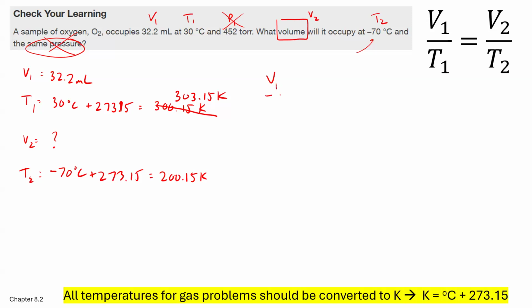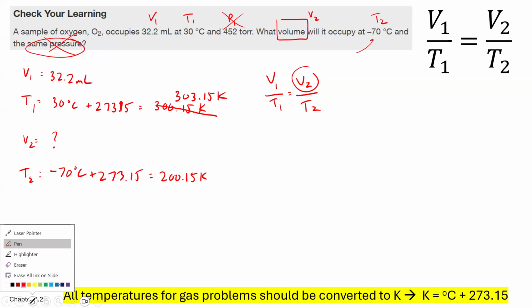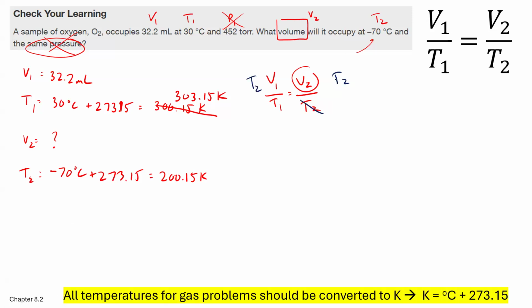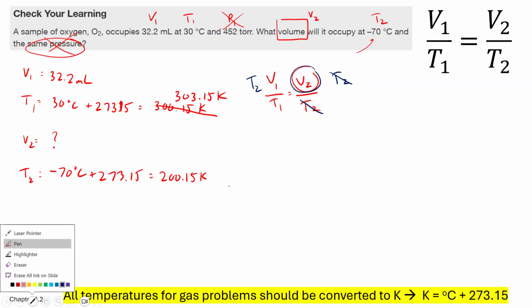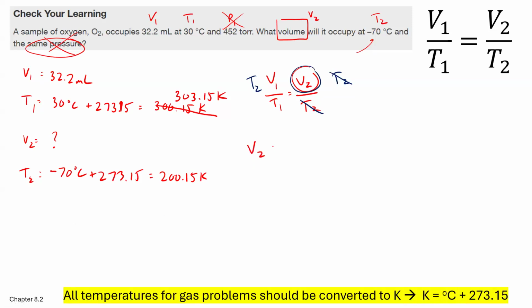V1 over T1 equals V2 over T2. We're looking for V2, so we're going to multiply both sides by T2. T2 cancels out and we get V2 by itself, which is exactly what we wanted. So V2 equals T2 V1 over T1. Let's just plug stuff in.